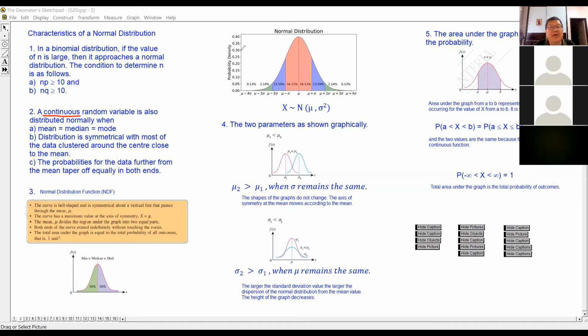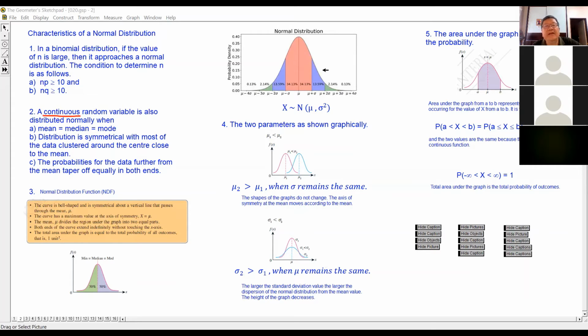And for this normal distribution, the mean, the median, and the mode have the same value. Meaning to say, if the mean is 42 marks, most of the people will also get 42 marks. That means the mode is also 42. Then if the mean is 42 marks, the median is also 42 marks. The middle number is also 42. So this is another characteristic of a normal distribution.